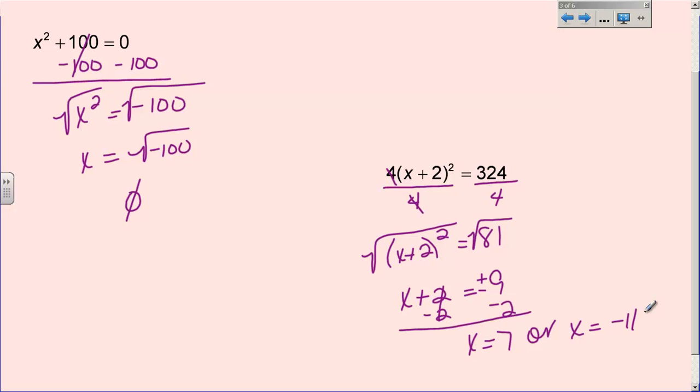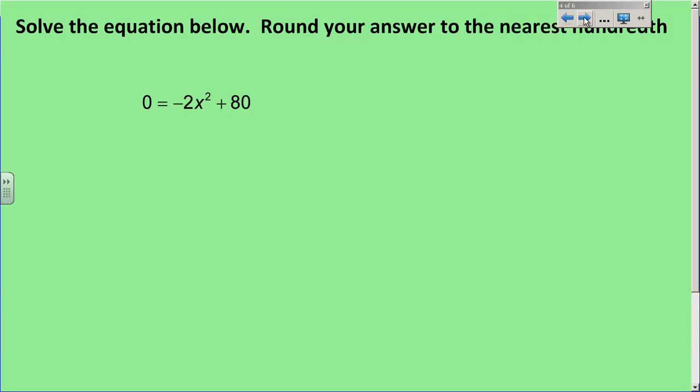And so there's your two roots. Now let's extend this to some application word problems. Oh, I take that back, one more. We're going to solve another one. It says to round your answer to the nearest hundredth. That's 2 decimal places. Again, we want x by itself.